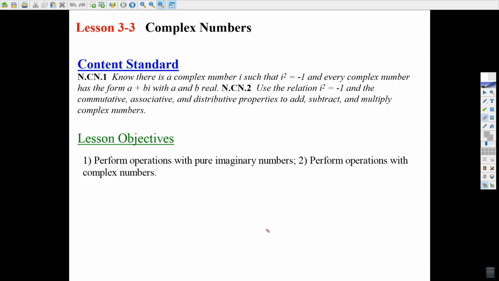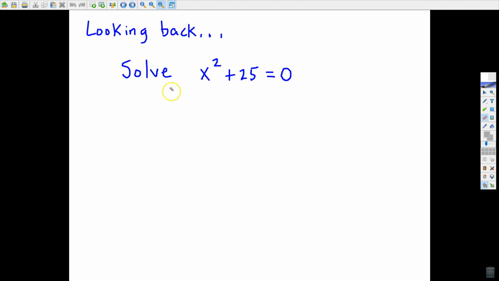Okay, so today's lesson, as you can tell, we're going to be talking about a whole new set of numbers called the complex numbers. And I just want to use this slide that you're looking at here as a way to kind of introduce the need for today's lesson.